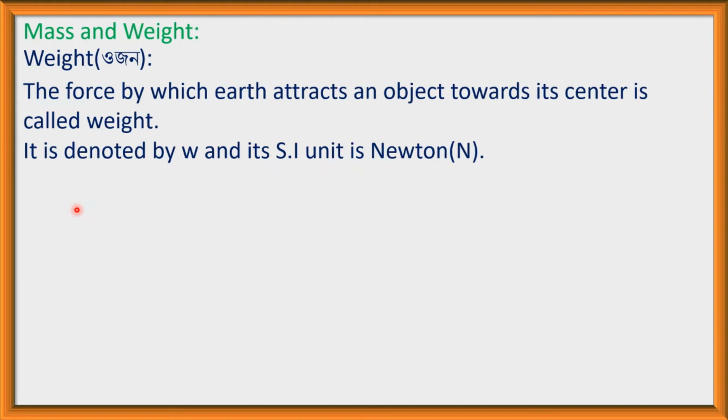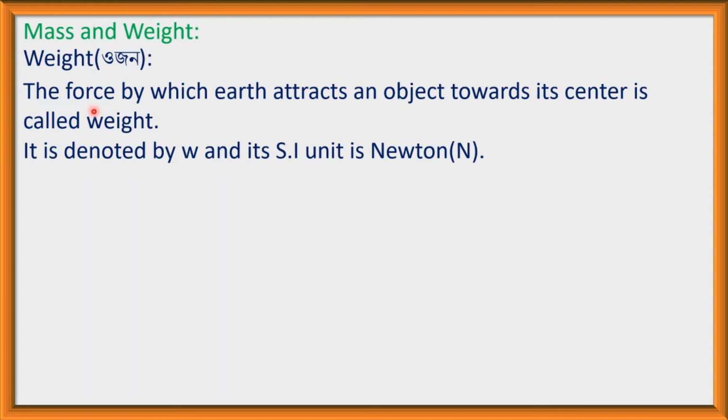It is one kind of force, and mass is amount of material, but weight is one kind of force. Which force? The force applied by earth on the body. The force applied by earth on the body is the weight of that body. Therefore, the force by which earth attracts an object towards its center is called weight. We know in this universe everybody attracts each other. So earth attracts everything towards its center, and the attraction force by which the earth attracts a body towards its center is the weight of that body.